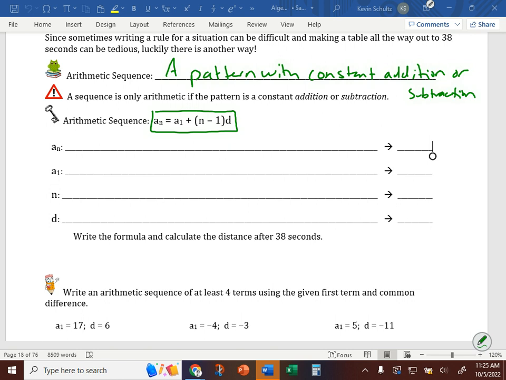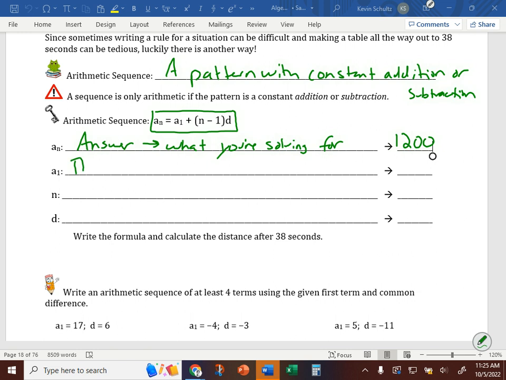Okay, so a_n is the answer. It's what you're looking for, what you're solving for. So in the context of our 38 seconds, our answer was what? 1200. So in the above situation where we used the rule, what we were solving for was 1200. That's why a_n is by itself on one side of the equal sign, because it's what we want to use this to find out.